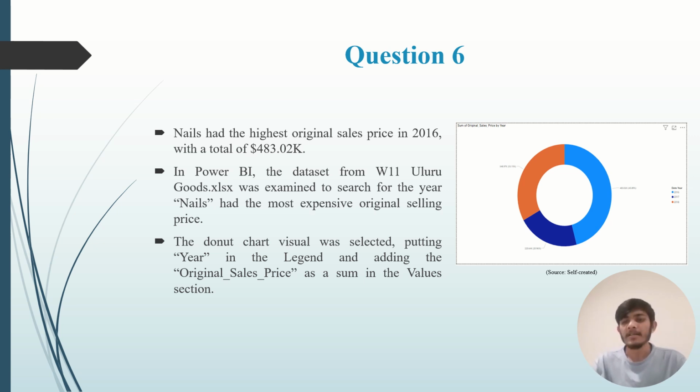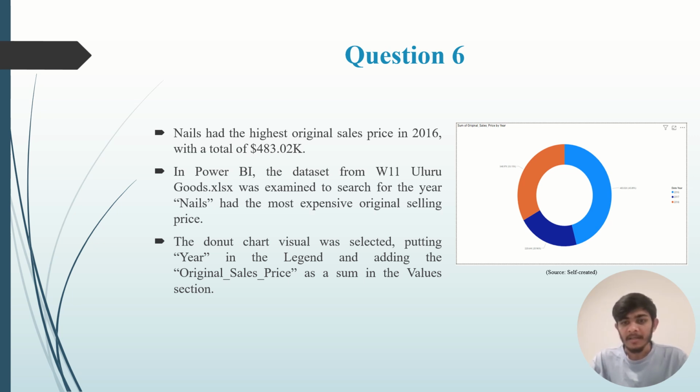$483.02K was the highest total sales price. It's showing by the blue color, and equally 4.589% of the product total sale for that period. It's showing on the orange color.